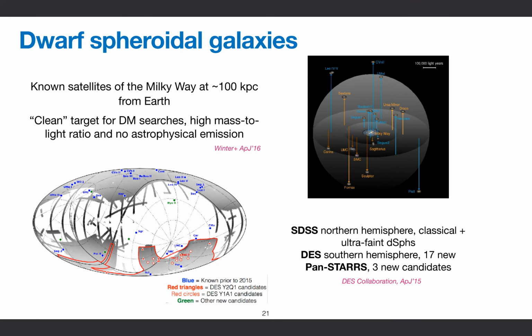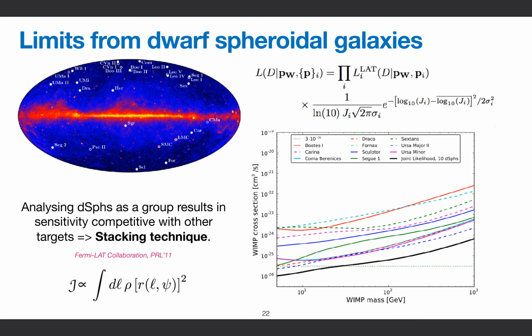So I will start with dwarf spheroidal galaxies, which are satellites of the Milky Way at about 100 kiloparsec distance from Earth. They are thought to be very clean targets for dark matter searches because they are thought to be dominated by dark matter with very little astrophysical emission. And on top of that, the advantage is that we have actually discovered many of them with optical surveys, and they can be considered as independent experiments that can be combined. And in the next slide, I explain how we can actually do that.